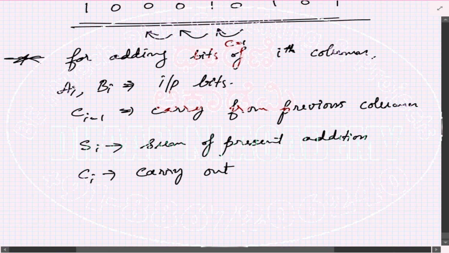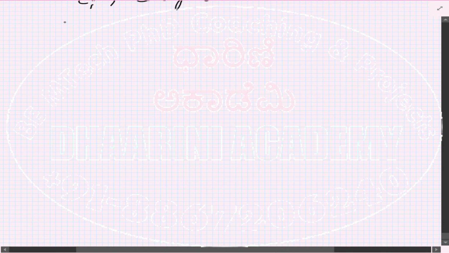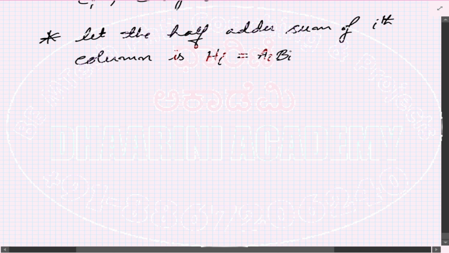Now how do you represent the sum of this addition, SI? SI can be considered as the result of addition using a half adder. First, let's do the representation for the half adder. Let the half adder sum of the ith column, any column, be denoted as HI. HI is nothing but, if you remember, AI BI bar plus AI bar BI. It is an XOR operation, so this is AI XOR BI. Let me call this equation number 1.